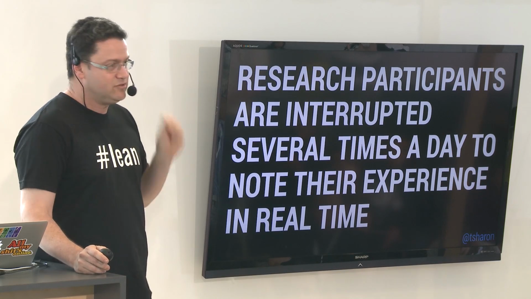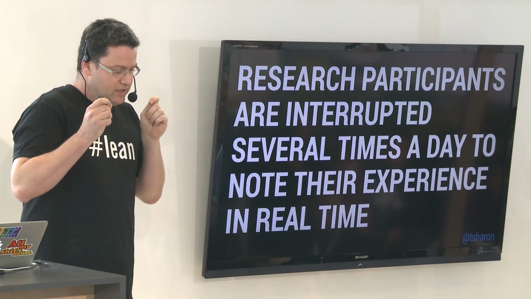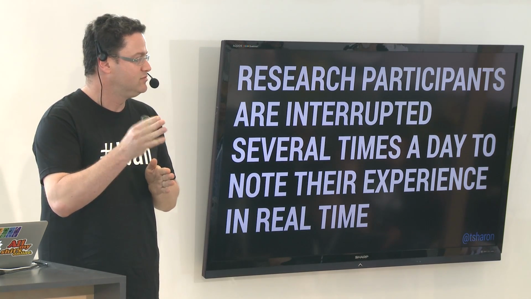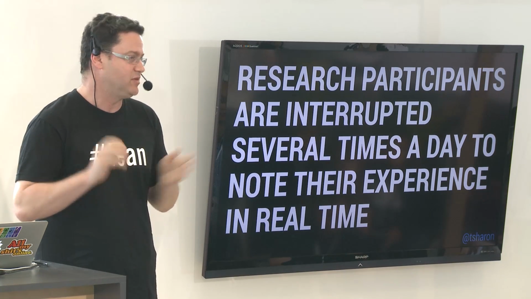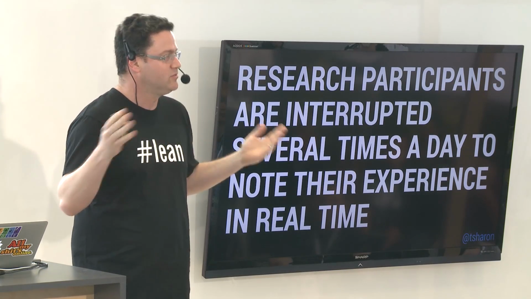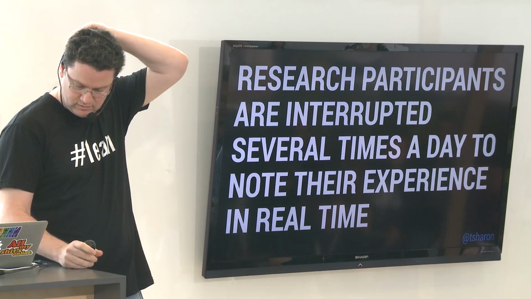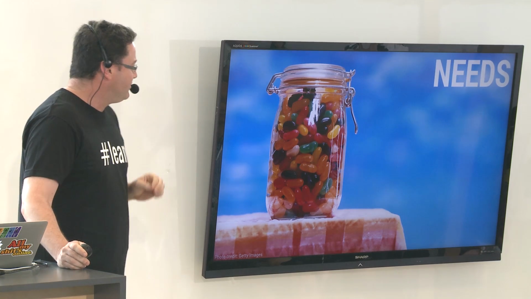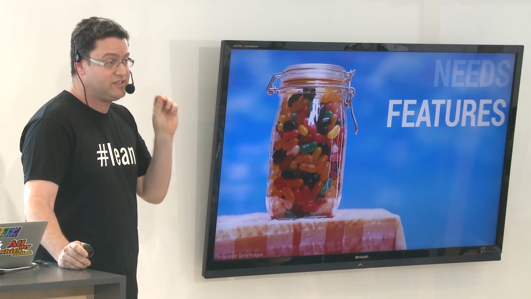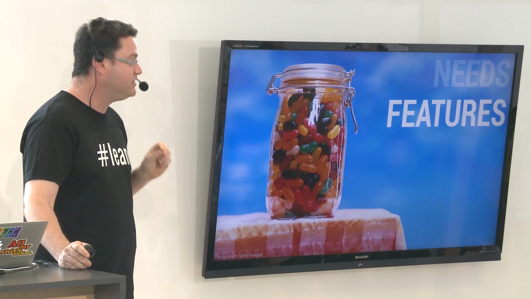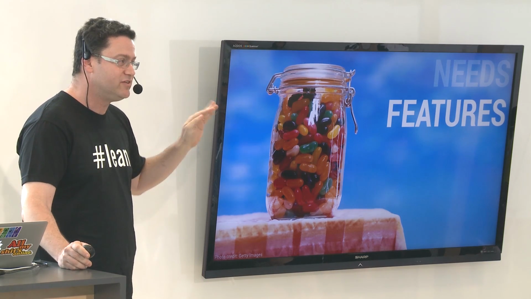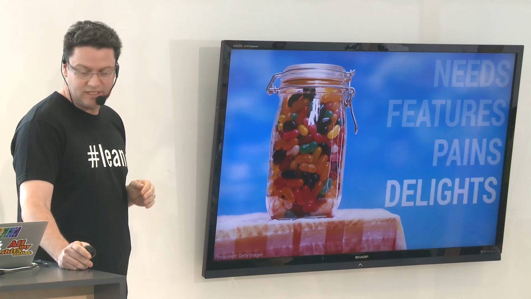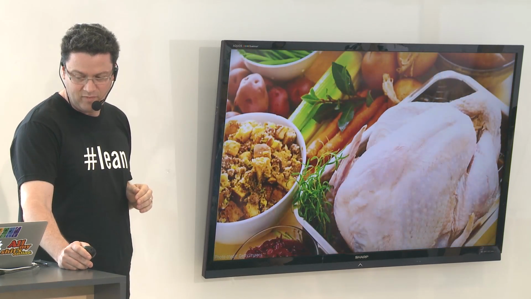Experience sampling is a research technique where you interrupt people's daily lives and ask them to note their experience about something. In our case, this was, what did you want to know recently? It's very good for identifying needs, for understanding what features people need, okay? Not comparing feature lists to competition, and for uncovering current pain points and delights.